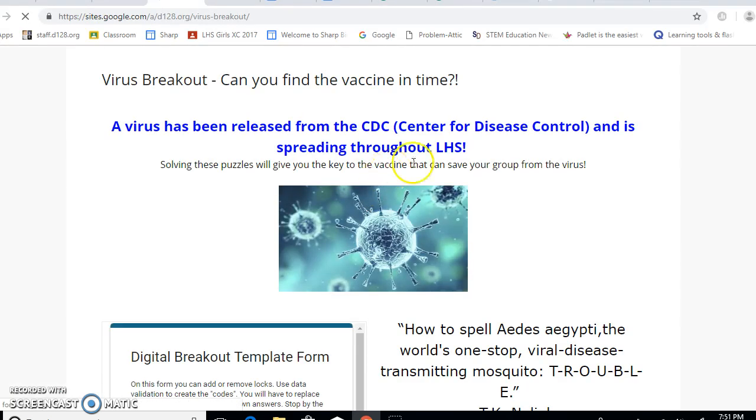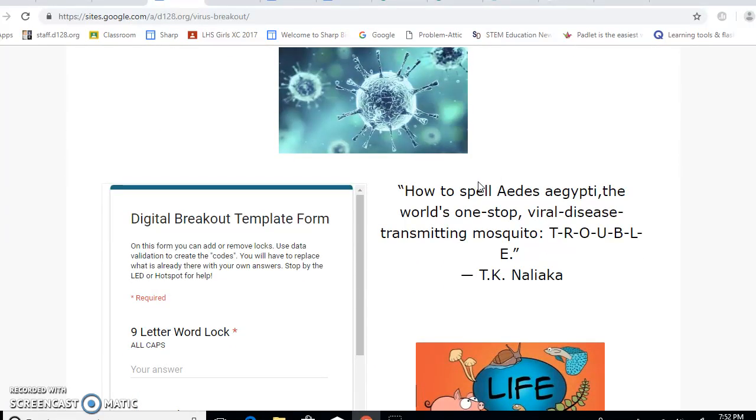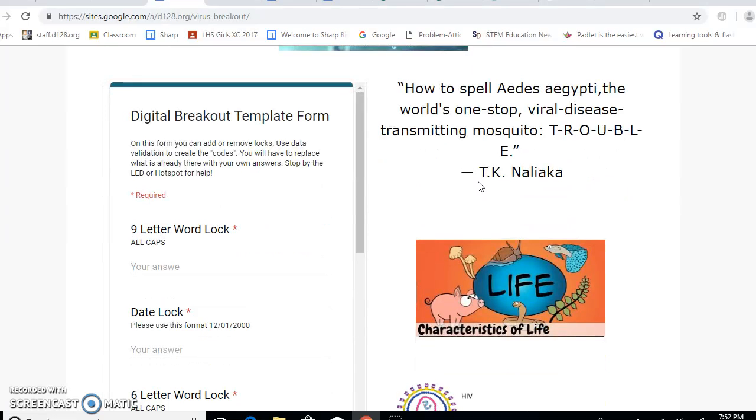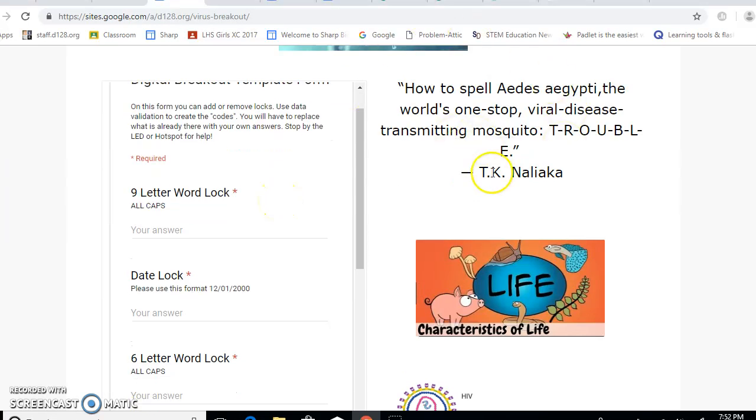Looking at the breakout, here's what the website looks like. It says virus breakout. Can you find the vaccine in time? A virus has been released from the CDC and is spreading throughout LHS. Solve these puzzles and it will give you the key to the vaccine that can save your group from the virus. So basically, what they had to do is work in their groups. A lot of them at the beginning were very confused, but what they had to find in here were hidden links.